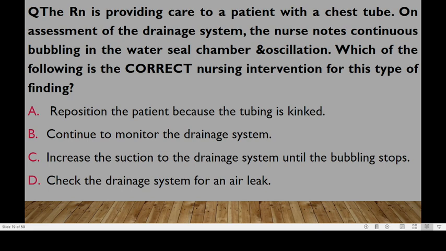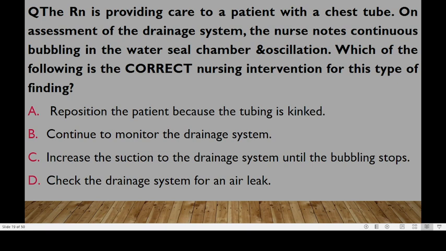So the question is, the registered nurse is providing care to a patient with a chest tube. On assessment of the drainage system, the nurse notes continuous bubbling in the water seal and oscillation. Which one of the following is the correct nursing intervention?